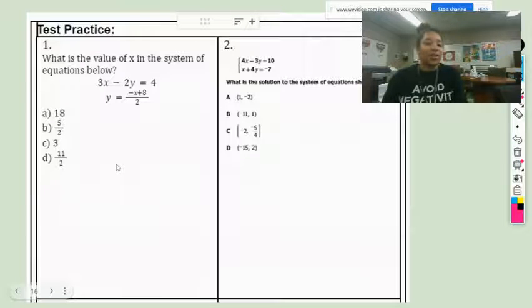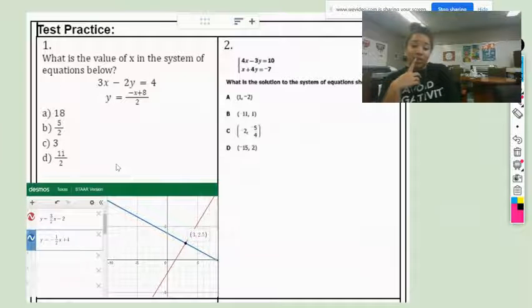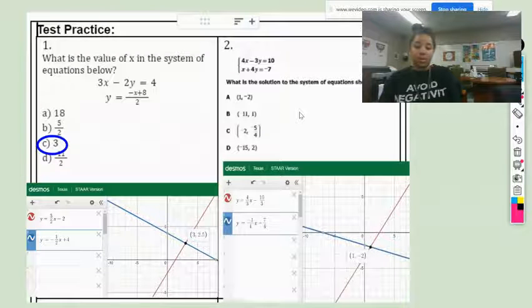Now, hopefully you pause the video so we can go over these answers. If you see here, the point of intersection is going to be 3 and 2.5. So what's the value of x? The value of x would be 3. So your answer should be C. This one, you put both of these in y equals, and you see that the point of intersection is 1 and negative 2.